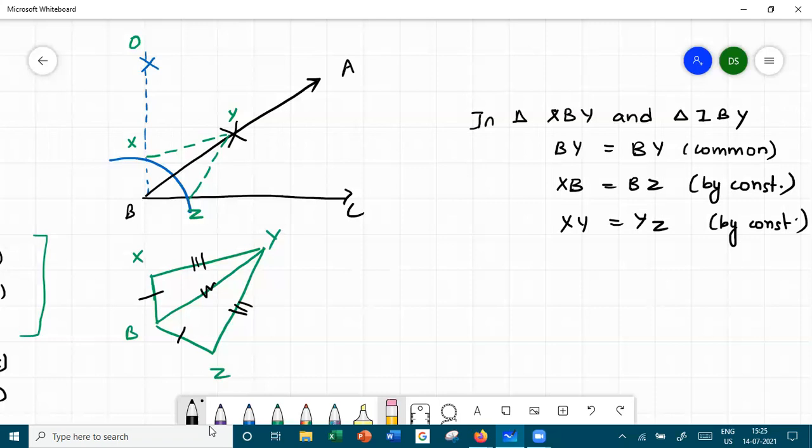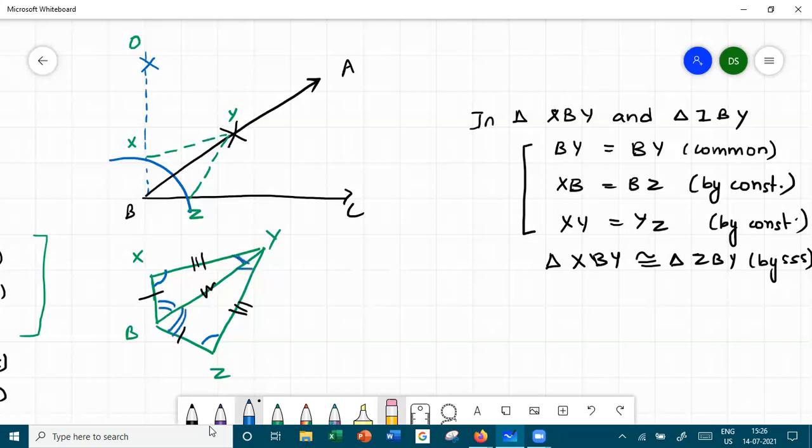Okay, and now because these three are all sides, that's why the criteria for proving them congruent here is the SSS test. Triangle XBY is congruent to triangle ZBY by SSS. And now corresponding parts of congruent triangles are equal, which means this angle will be equal to this angle, and this angle would be equal to this angle. Because I am only interested in this angle and this angle, I will only use these two and not anything else. So I will directly say angle XBY is equal to angle YBZ, by CPCT.